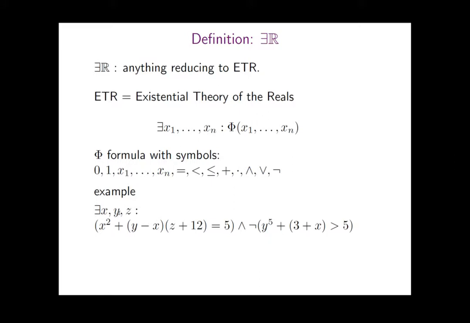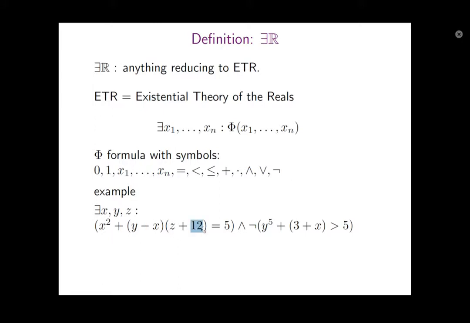So here's an example of what you could ask. You could ask, for instance, that s squared plus y minus x times z plus 12 equals 5, or it doesn't hold that this is true. So you want to know whether there are real numbers which satisfy this thing, but do not satisfy that thing. And here I was cheating a little bit. For instance, x squared is not allowed, but we can just replace x squared by x times x. And minus x is also not allowed, but we can replace minus x by x prime, where x prime is defined by x plus x prime equals 0. So then that would be the negative here.